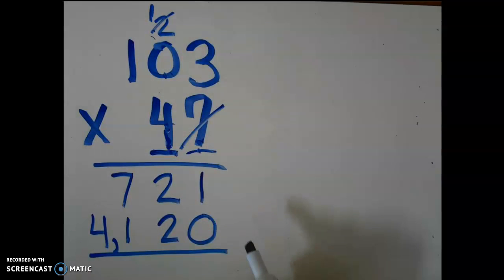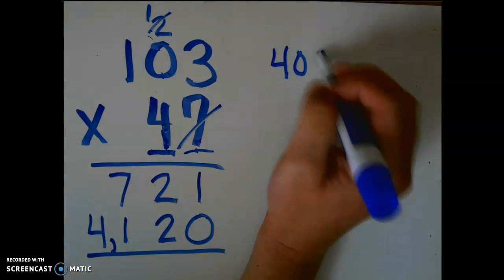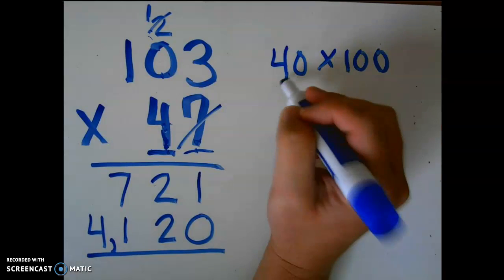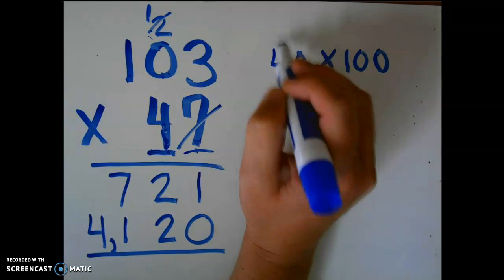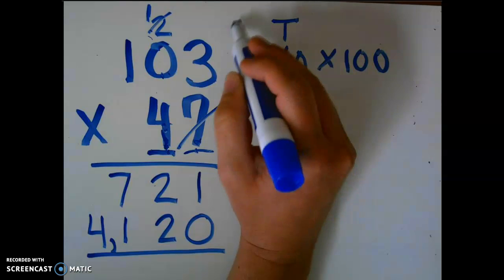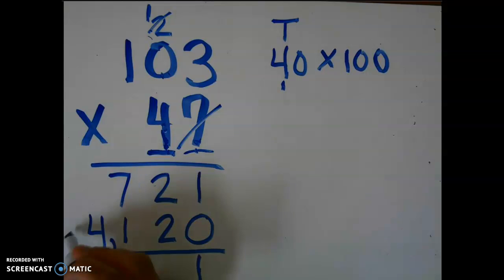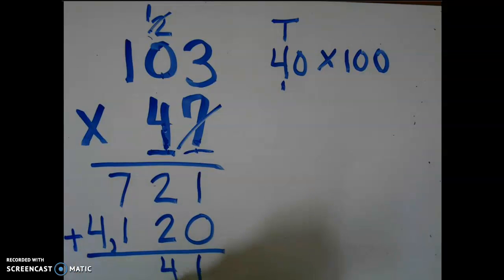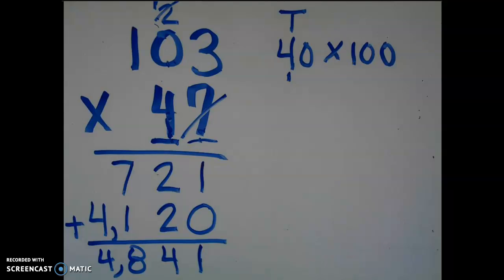Is it reasonable to think that 40 times 100 is 4,000? Yes, it is. I know that when I multiply a number times 100, it is moving up 2 place values. So it started in the tens, it should end in the thousands. 1, so I'm going to add them together. 4, 8, 4. Press pause to copy it all down.